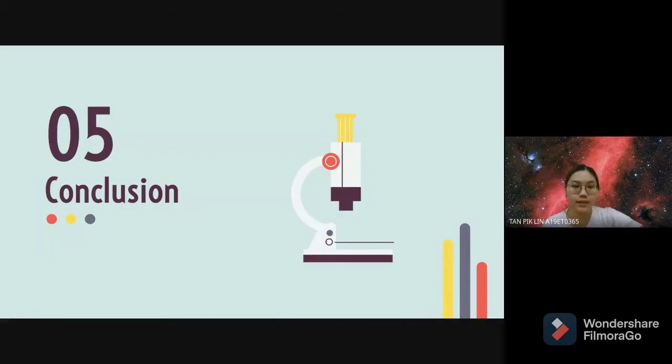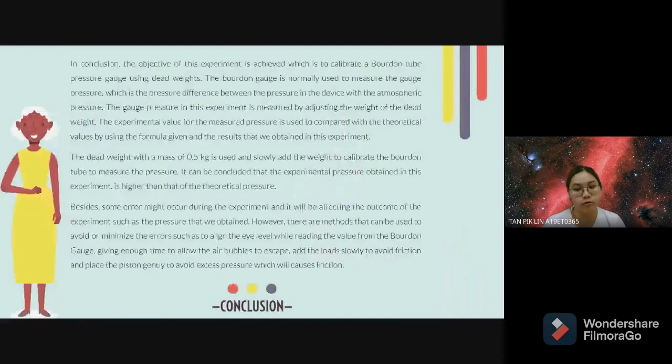Thank you. Okay, so it's me again. So I will be concluding everything in this experiment. The Bourdon gauge is a popular pressure measuring device for fluids such as liquids and also gases. It can also be connected to a pipe or vessel that contains pressurized liquid or gases. So in conclusion, the objective of this experiment is achieved, which is to calibrate a Bourdon tube pressure gauge using dead weight. The Bourdon gauge is normally used to measure the gauge pressure, which is the pressure difference between the pressure in a device and the atmospheric pressure.